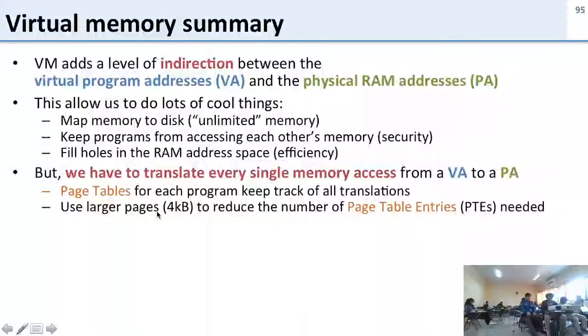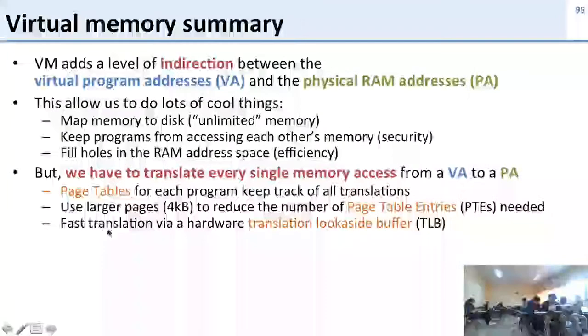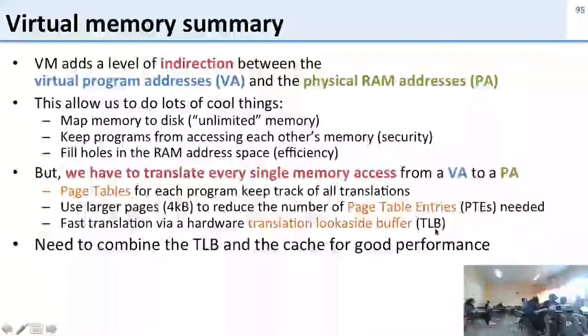In order to solve that problem, we use larger pages. So today we use 4 kilobyte pages. People are moving to even larger pages. And this allows us to reduce the number of page table entries in the page table. So with 4 kilobyte pages for a 32-bit machine, we only need 1 million page table entries. In order to make this fast, we have a hardware translation look-aside buffer, the TLB, which is a small cache which keeps the most recently used page table entries in order to do really fast translation.